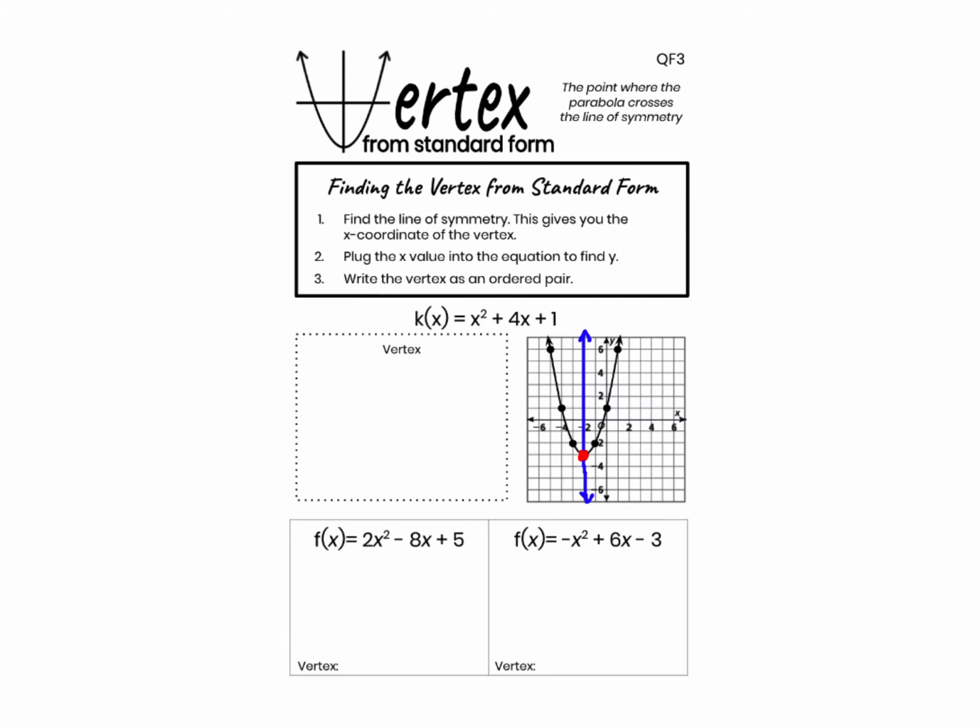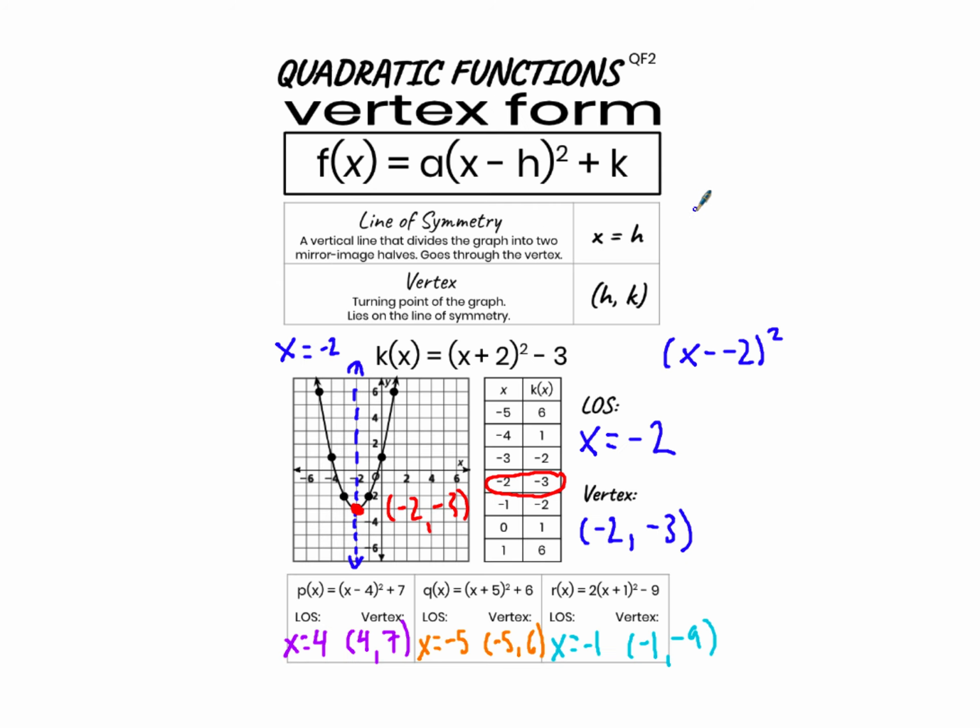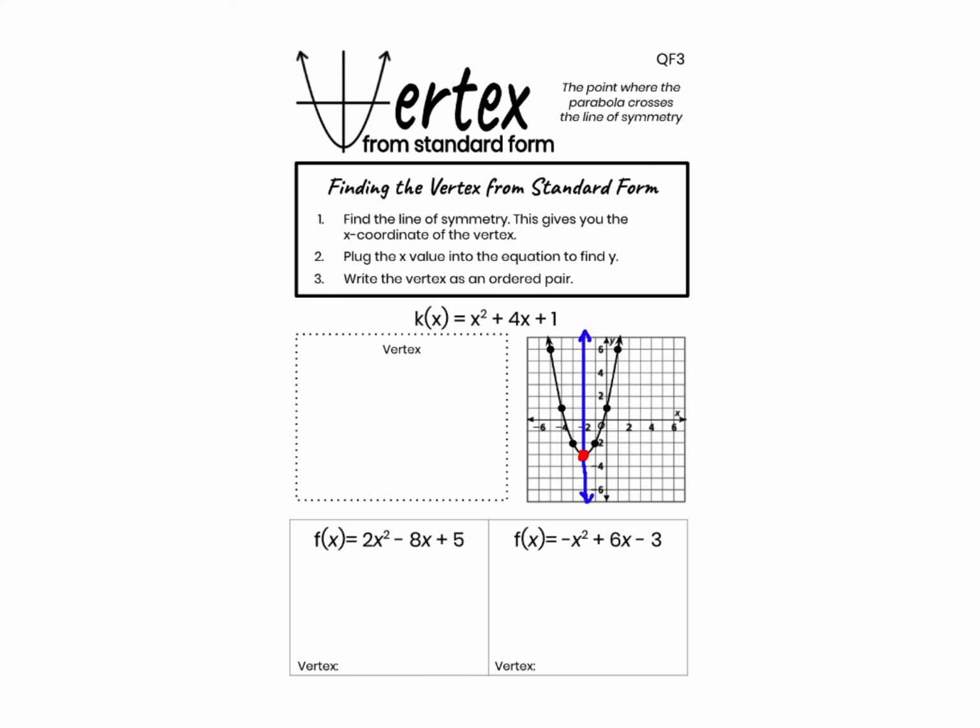When we're trying to find the vertex, again, it was really easy when we had our function written in vertex form. We just found the vertex as that ordered pair h and k directly given in the function rule. In standard form, we have to do some work. Since the vertex is the point where the parabola crosses the line of symmetry, we need to find the line of symmetry first in order to have the x-coordinate of the vertex. So I find the x-coordinate of the vertex using the same formula, opposite of b over 2a, that I used to find the line of symmetry.